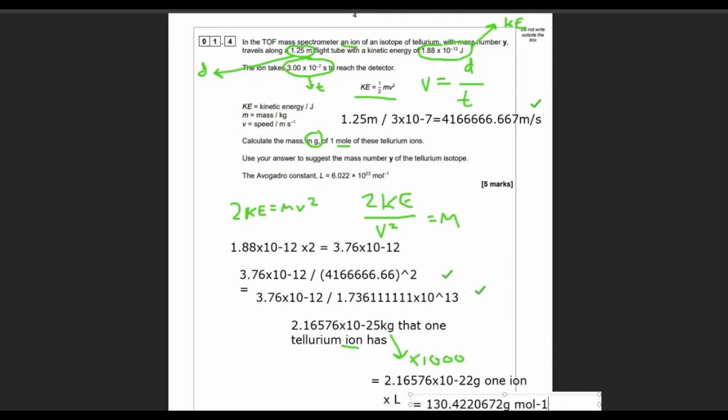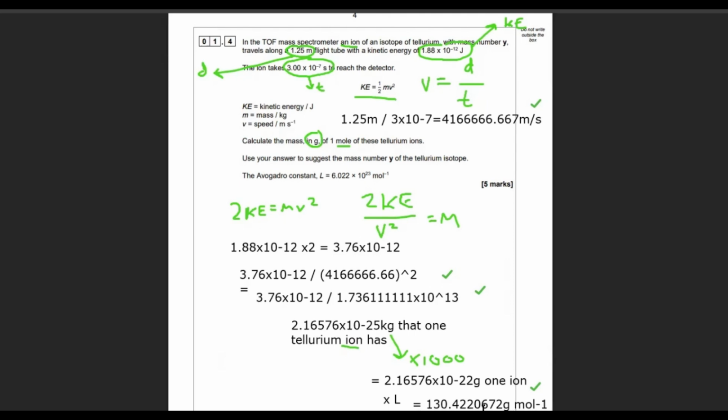And that is going to be how many grams mole to the minus 1. That's grams per mole. Okay, so they asked me to work out how many grams per mole. So that's how many grams there are in 1 mole, 130.4. Now, that is going to get me a mark. Now, personally, we should round that. And as the 2 is smaller, I'm going to leave it as 130.4. No, 130 g per mole.